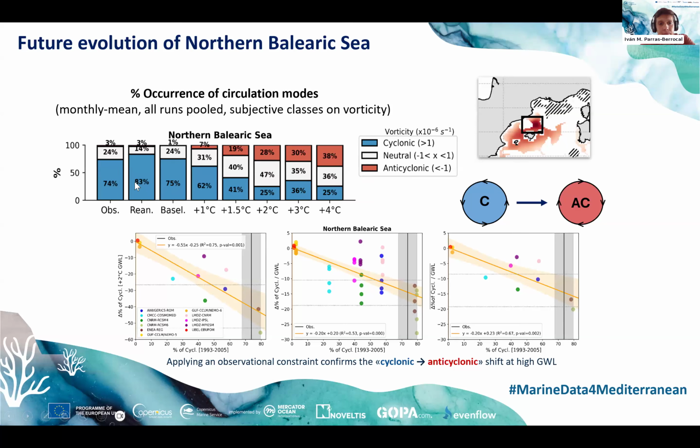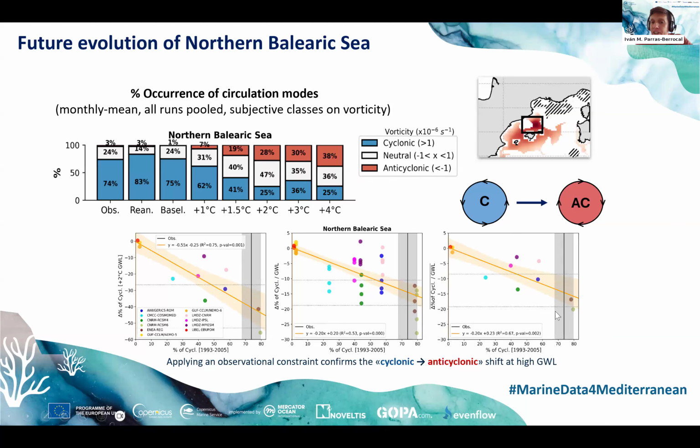circulation pattern during the baseline period, without changing our conclusions, because we are still finding this change from cyclonic circulation to anticyclonic circulation. From this analysis, we also find an emergent constraint. From the yellow line, we have a strong correlation, and we find this emergent constraint when the orange area crosses the gray area.